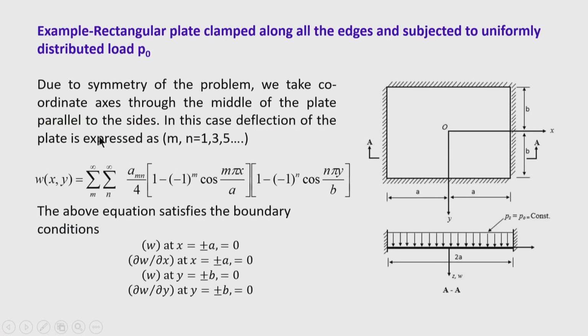Okay. Now, let us give an example of a rectangular plate clamped along all the edges and subjected to uniformly distributed load P naught. Here you can see the plate is clamped along all edges, so along all edges there cannot be any deflection and there cannot be any slope in any direction, in any two orthogonal directions.